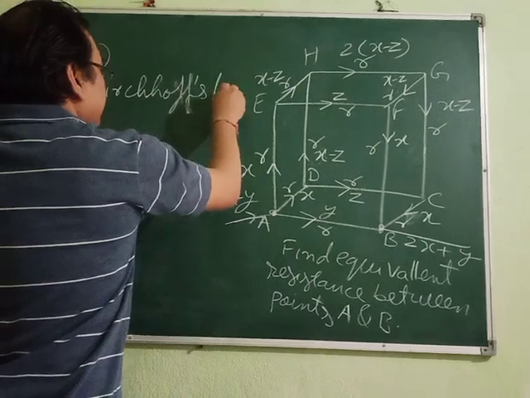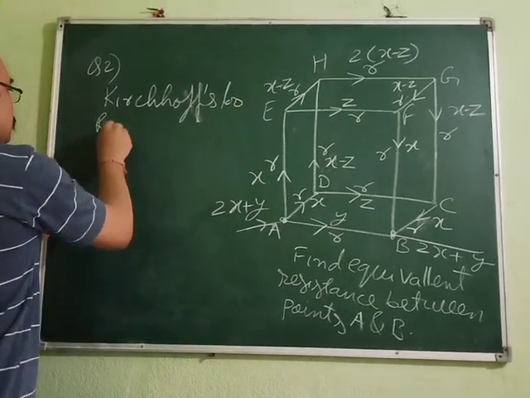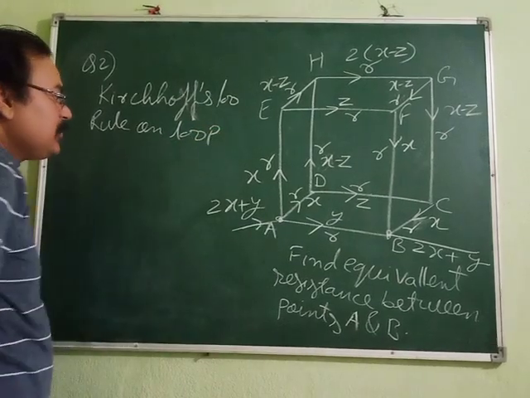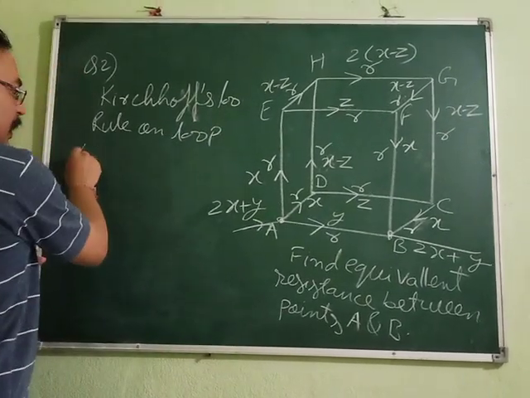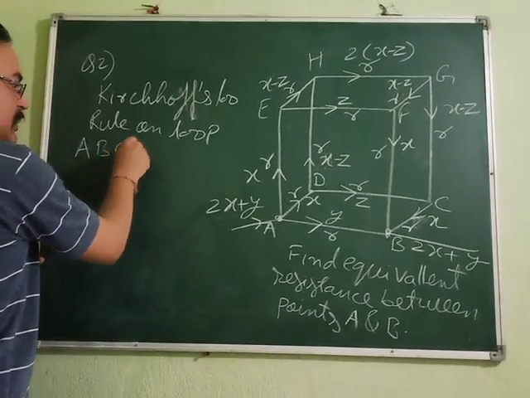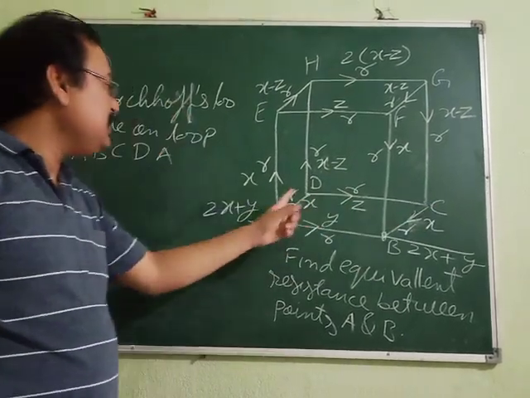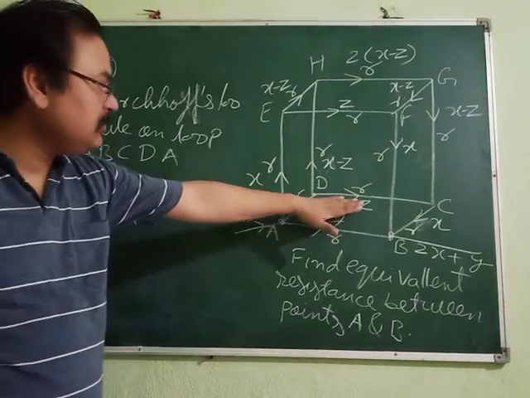loop rule on loop. First we are going to choose a loop A, B, C, D, A. On this loop we are going to apply this bottom one.